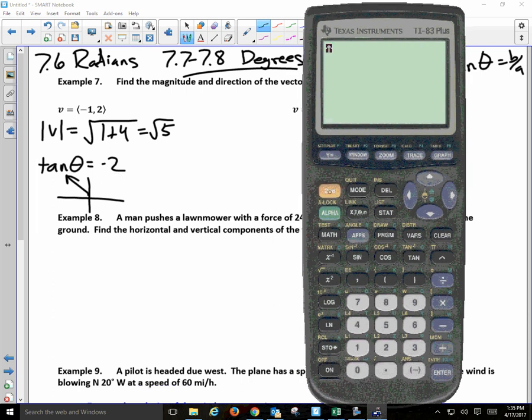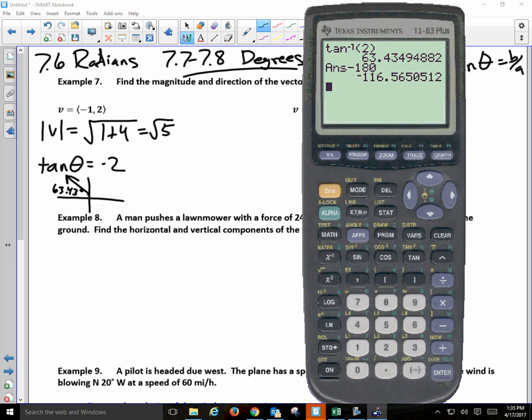And so I do second tangent inverse of 2, and I get 63.43. I'm going to subtract that off of 180, and I get theta is 116.57 degrees. So the magnitude of the vector is the root of 5, and the angle is 116.57 degrees.